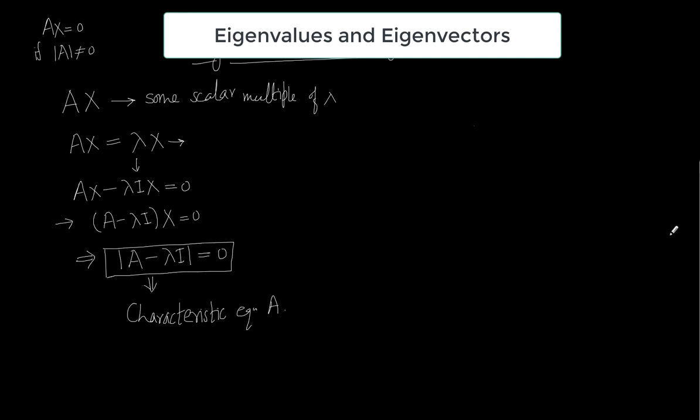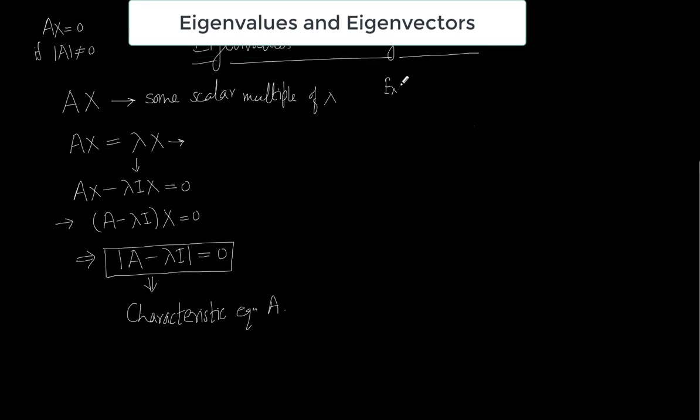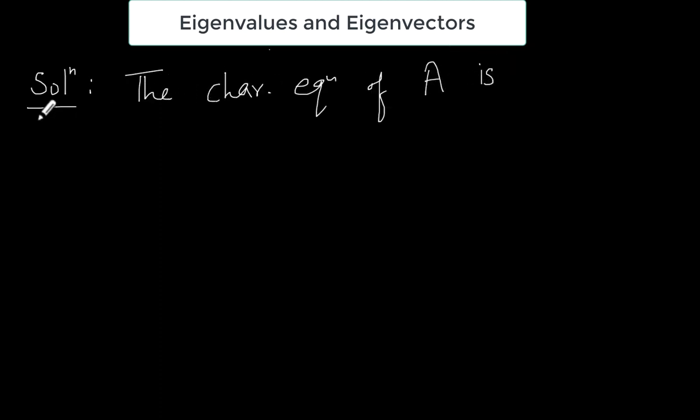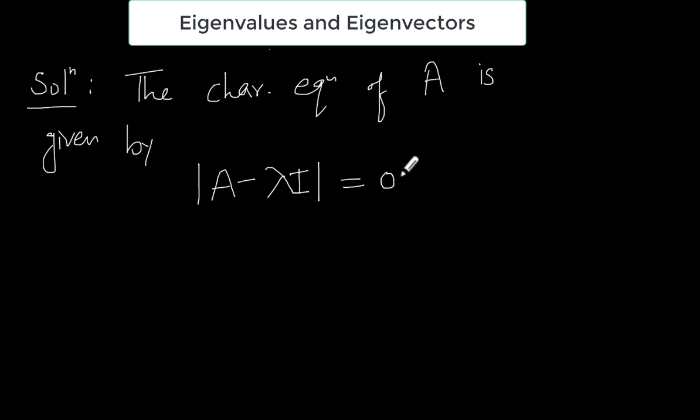So let us see with the help of an example how we will do it. Suppose we have this matrix A. We have to find its eigenvalues. So for finding the eigenvalues, first we will write down the characteristic equation. The characteristic equation of matrix A, we know, is given by determinant of A minus lambda I equals 0.